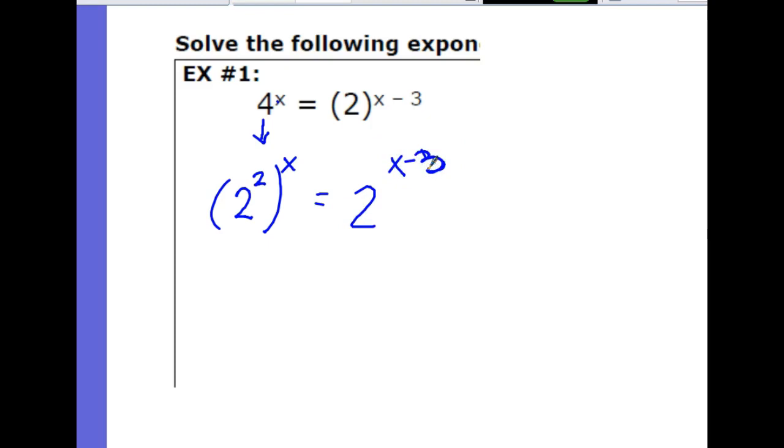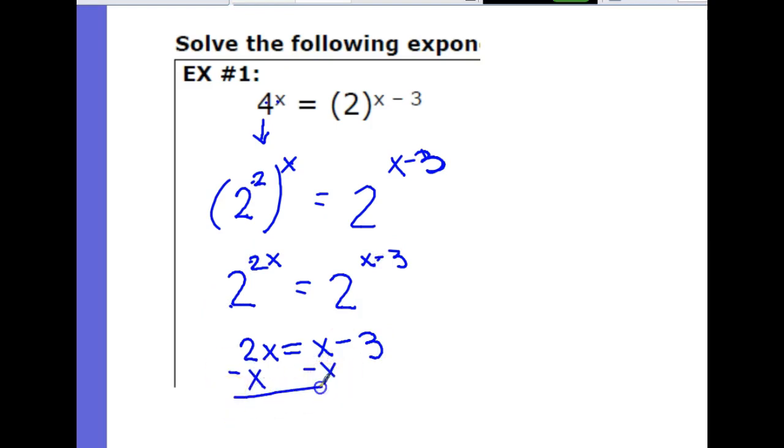Now, this requires us to remember some of our exponent rules. The exponent rule says a power raised to a power, you multiply the powers. We made the bases equal by changing the 4 to a 2 squared. And so then the bases were equal. So if the bases are equal, then the exponents also have to be equal. Subtract x from both sides, and x is equal to negative 3.